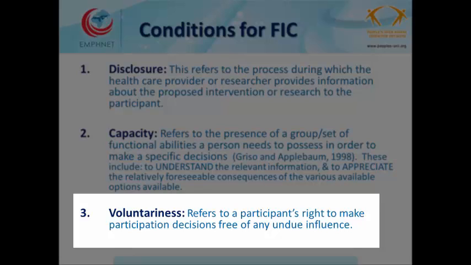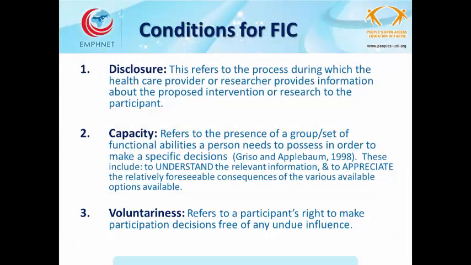There is another kind of undue influence, especially in our region, which is related to the hierarchy within the family. For example, a woman might be forced to accept to be a part of an intervention or a part of research because of her husband being around, or because the community leader told them to do so.